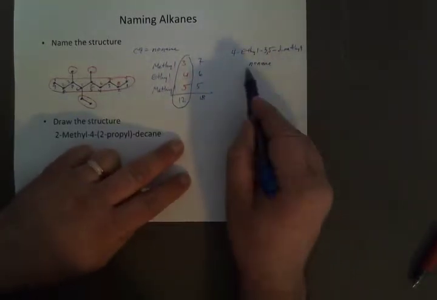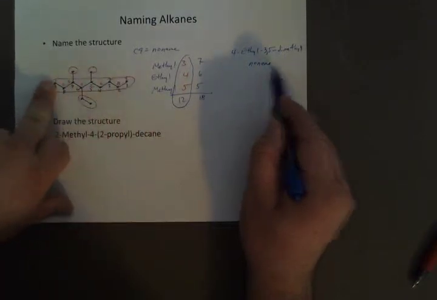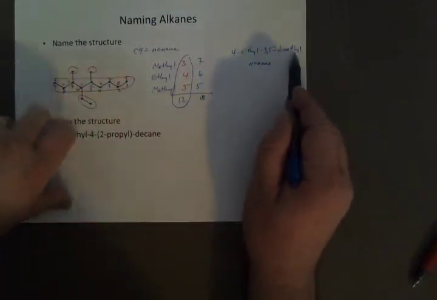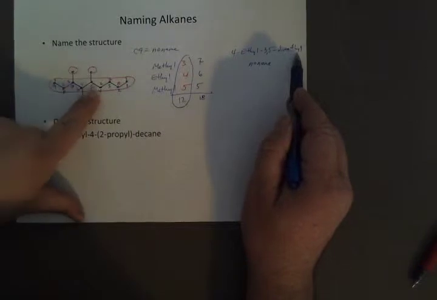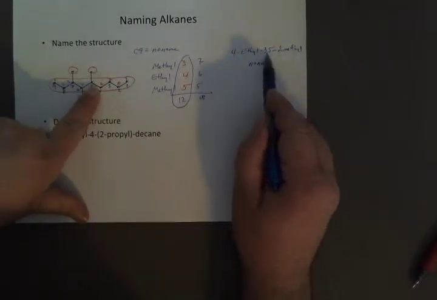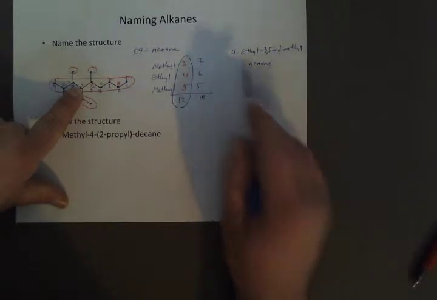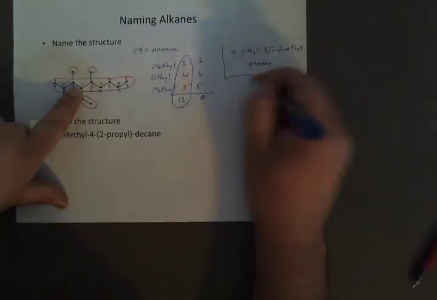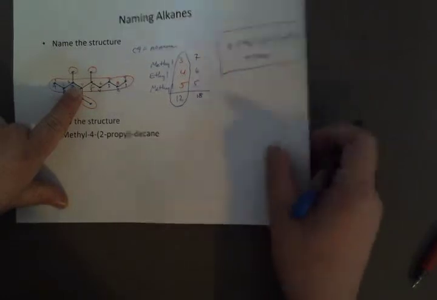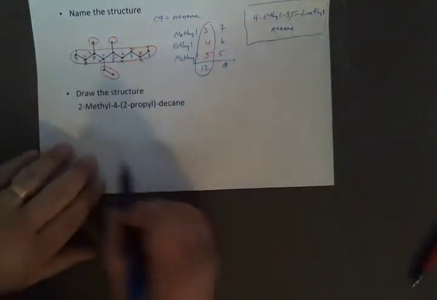We have a main chain that's 9. We have 2 methyl groups, 1 at carbon 3, 1 at carbon 5. And then we have an ethyl group. Where's that hanging out? Hanging out at carbon 4. Not too bad. So that should make sense, right? So there's your name.